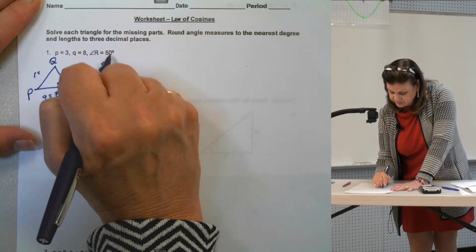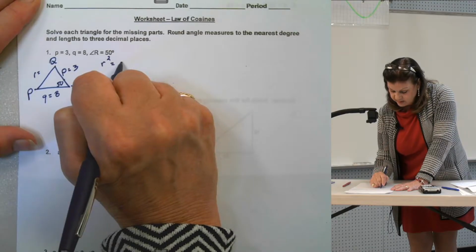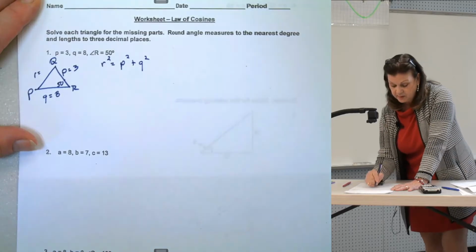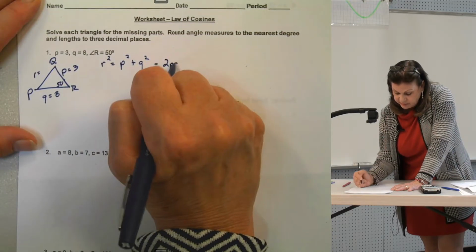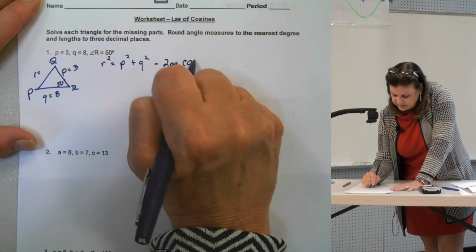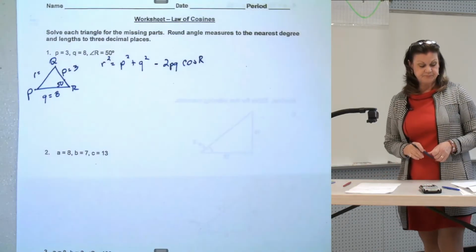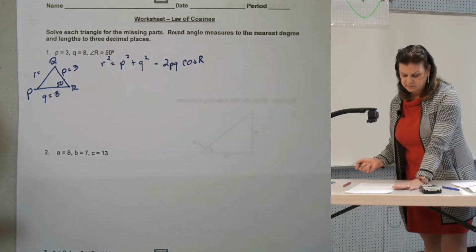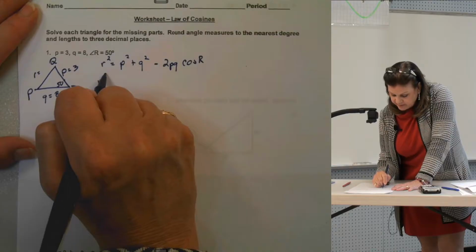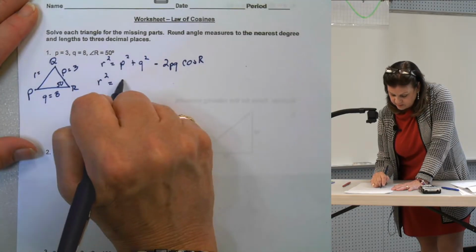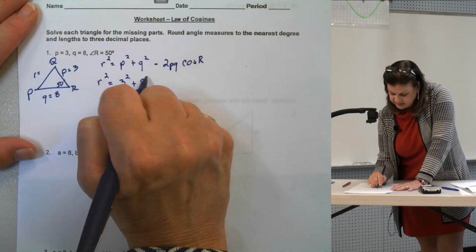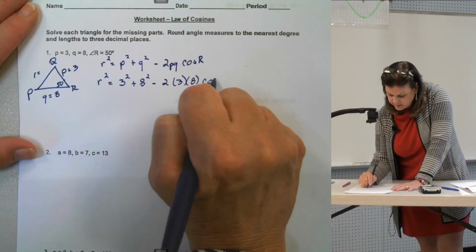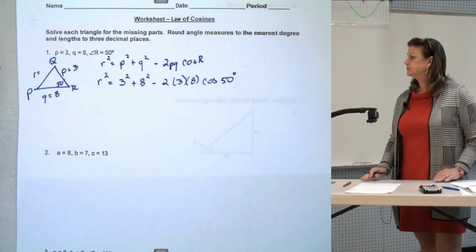So I've got R squared equals P squared plus Q squared, minus 2PQ times cosine R. And if I were you, I would write that out every time. It makes it so much easier to lock it in. So I've got R squared equals 3 squared plus 8 squared.